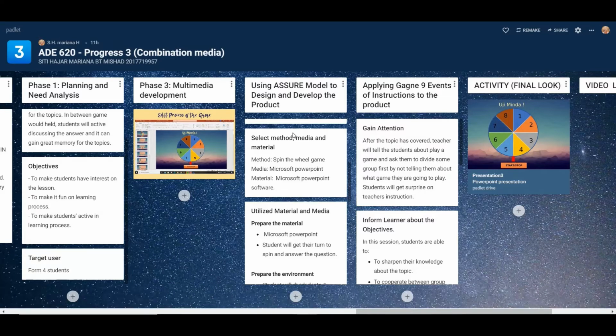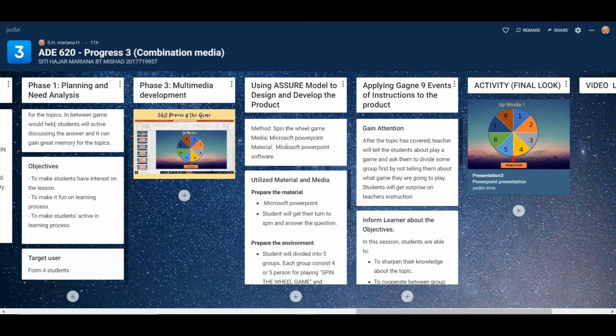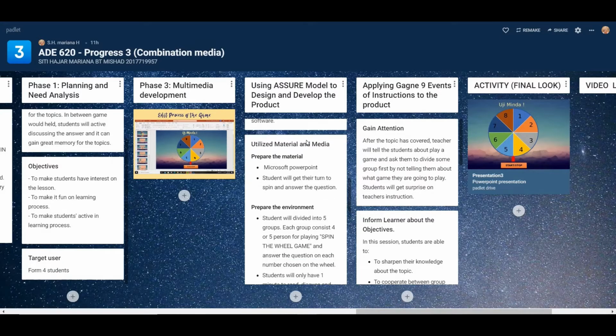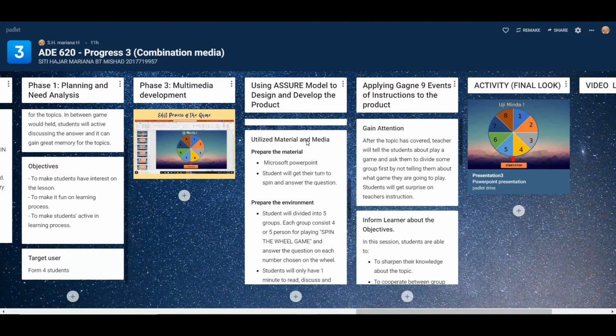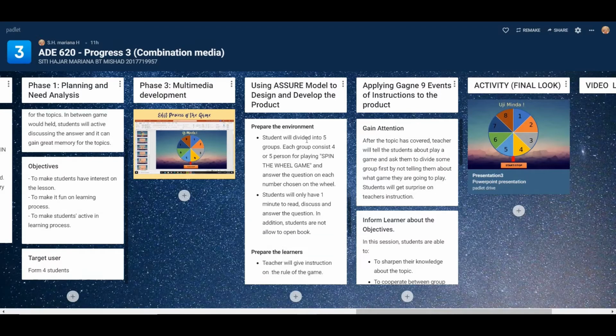So here is the select method, media and material. The method is the spin the wheel game, the media is Microsoft PowerPoint, and the material is the same as the media, Microsoft PowerPoint software. Here I utilize the material and media. Prepare the material, Microsoft PowerPoint, and then students will get their turn to spin and answer the question.